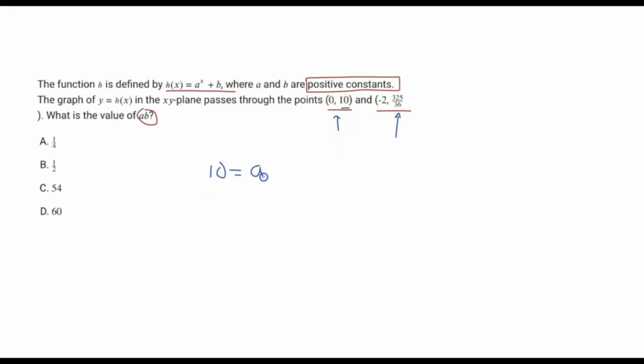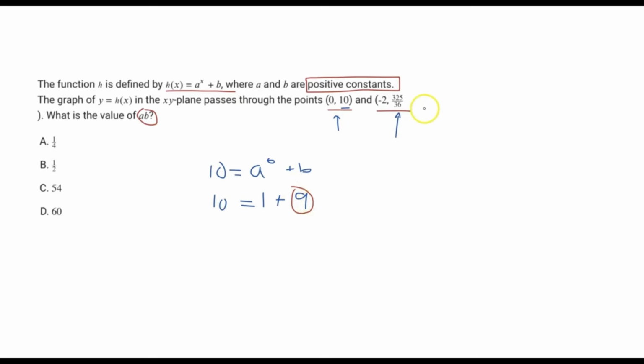Well, let's see. So a to the power of 0 is going to give us 1. So here we have 1. So 10 equals 1 plus b. And so what added to 1 gives us 10? Well, that is going to give us a value of 9. So we still do not know what the value of a is, but we know whatever a is to the power of 0 is going to be 1. But we have now just found out the value of b, right? And it makes sense because b is a positive constant.